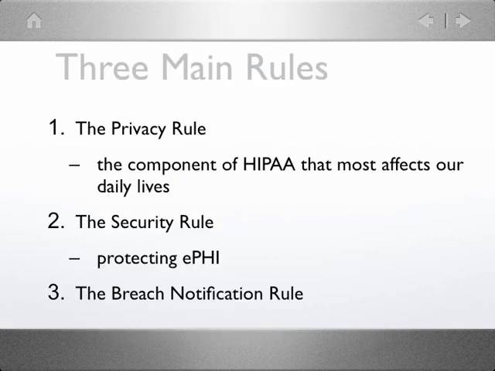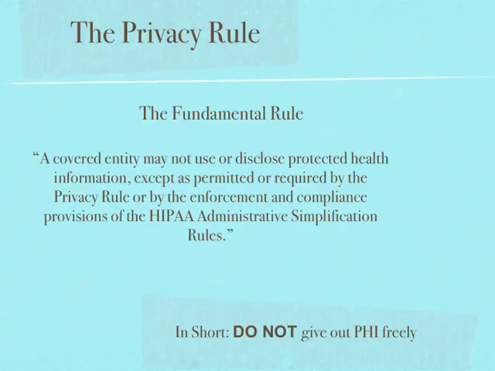There are three main rules to HIPAA. The first is the privacy rule. This is a component of HIPAA that most affects our daily lives and what most people think of when they think of HIPAA. It's about keeping patient information secure and private. The security rule is about protecting ePHI and who has access to specific PHI. The third is the breach notification rule. It is required by law that any medical practice or business associate notifies an individual if their information has been viewed when they do not want it to be.